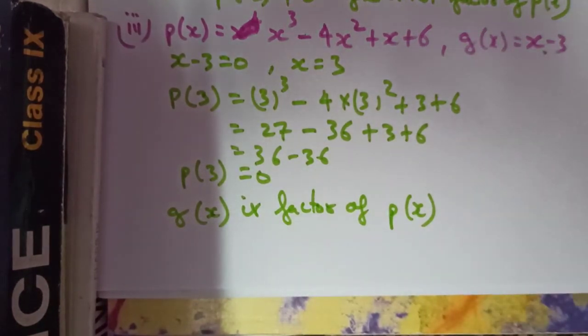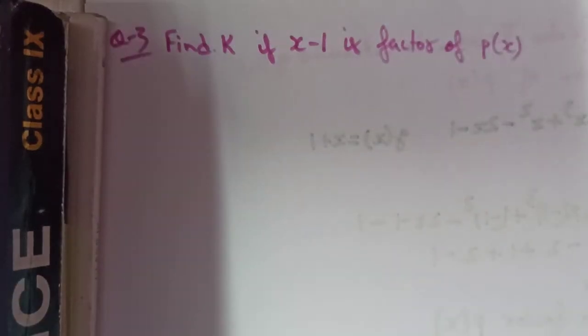Now we will be moving to question number 3. Question number 1 and question number 2 are based on the factor theorem first statement. Remember we have studied two statements of the factor theorem. In the first statement we have studied that if p(a) is equal to 0, then x minus a is the factor of p(x). On that we have done question number 1 and question 2. Question 3 is based on the second statement of the factor theorem, which is just the converse of the first statement. In this statement it is saying that if x minus a is the factor of p(x), then p(a) will be equal to 0.